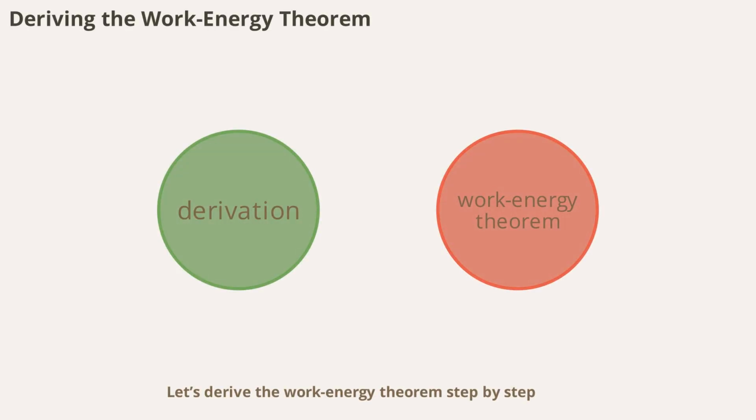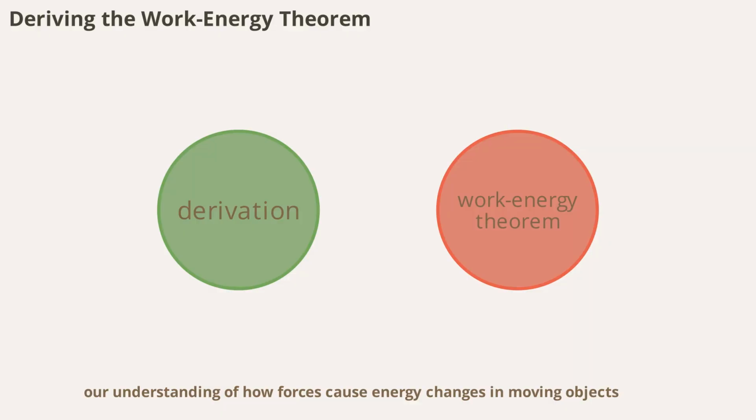Let's derive the work-energy theorem step by step. When a force acts on an object, it causes acceleration, changing the object's velocity. Using Newton's second law, we relate force to mass and acceleration. Integrating this relationship over the distance the object moves, we find that the work done equals the change in kinetic energy. This derivation not only proves the theorem, but also deepens our understanding of how forces cause energy changes in moving objects.